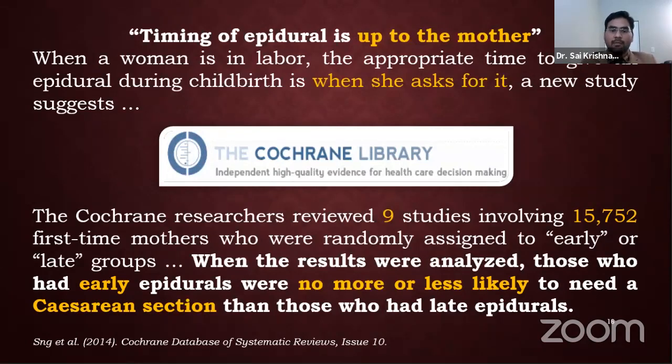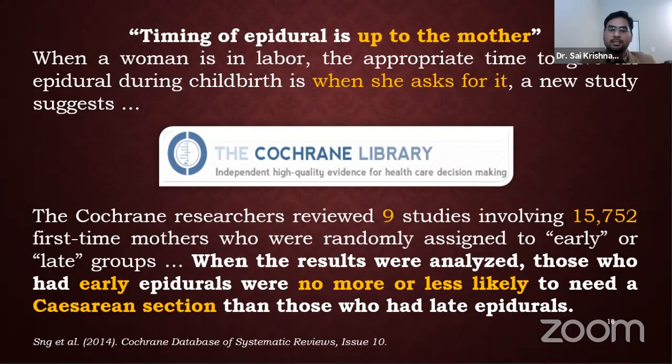Their results suggest that whoever had early epidurals were less likely to need a cesarean section than those who had late epidurals. Did you observe these findings? On what basis have they made these conclusions? If you go back to our question, it is all about timing, just timing: whether it should be given in an early phase or at a later phase during labor.